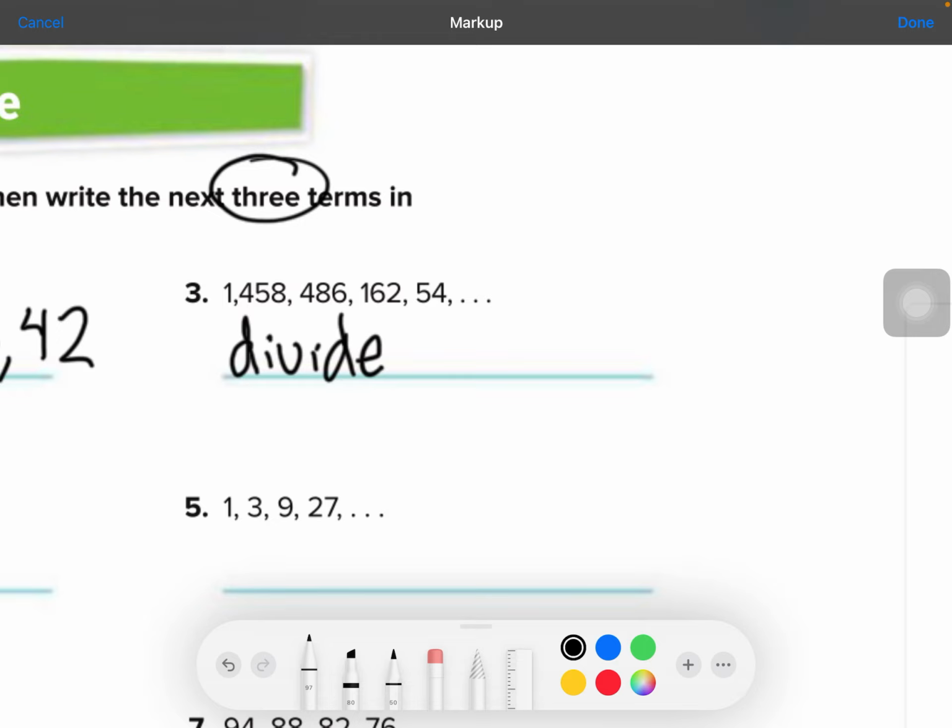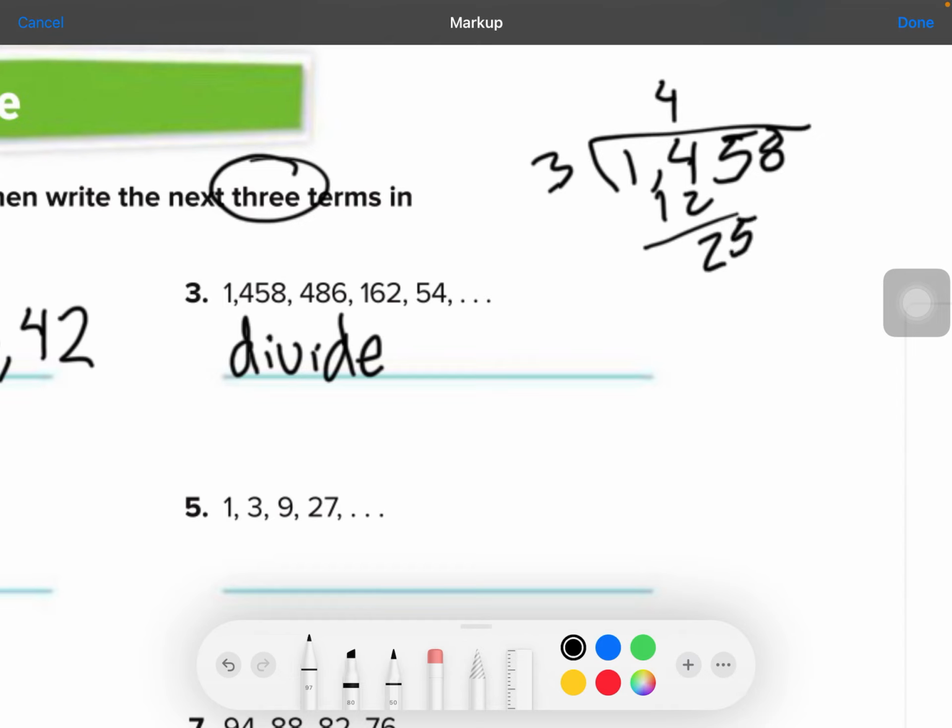Let's kind of go through the numbers. It's not divided by 1. Definitely not divided by 2, because that, in half, would be about 700. So then we kind of do a guess and check. Let's maybe try 3. 3 will go into 1? Nope. 3 will go into 14 at least 4 times. 12, 2, bring down the 5. 3 will go into 25 at least 8 times. 8 times 3 is 24. 1 left over, bring down the 8. So 3 will go into that 6 times. Ooh, that will go into everything. So it is dividing by 3.